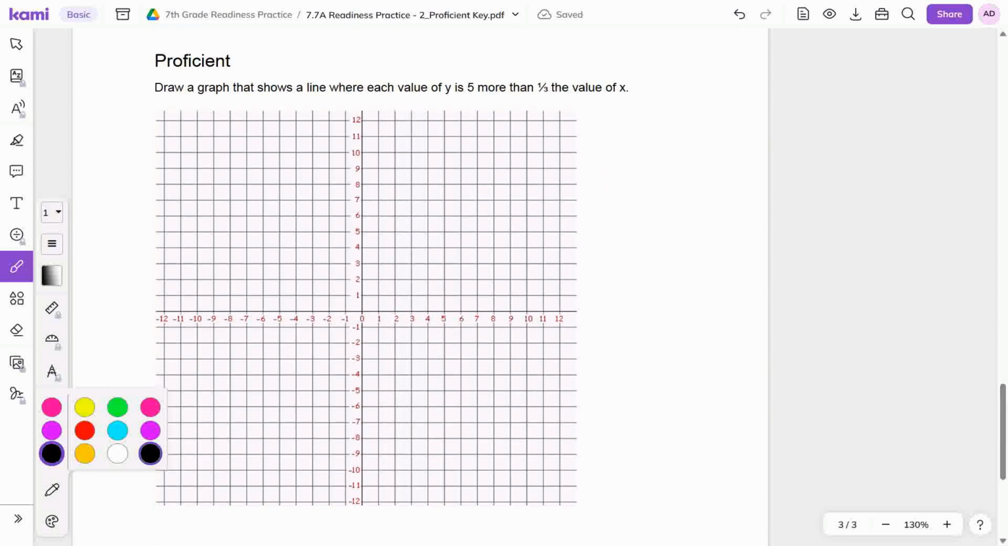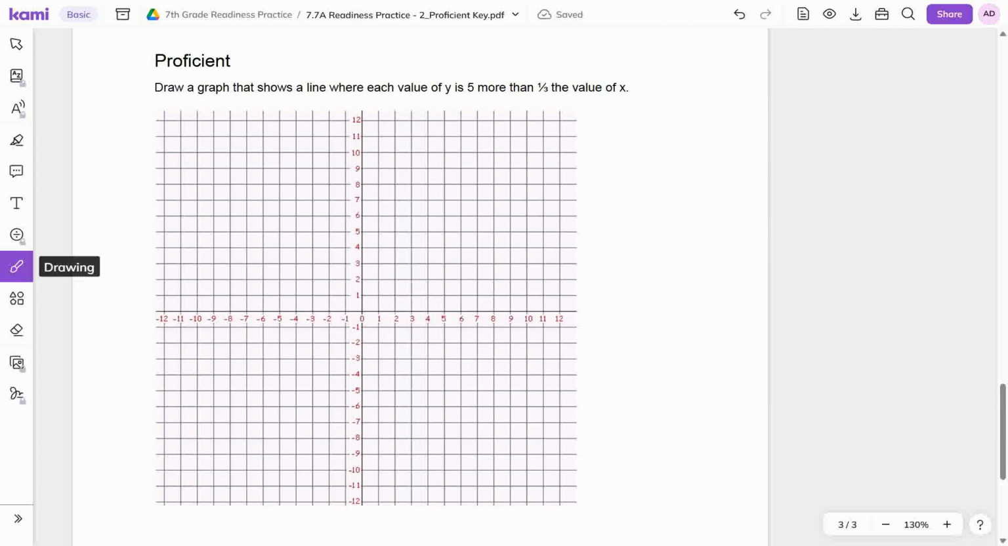For number 3, we just need to draw a graph. And they don't give us an equation, they give us this verbal description. Y is 5 more. So let's do 5 plus then 1/3 the value of x. Okay, so y equals 5 plus 1/3 the value of x. Let's go ahead and put this in slope-intercept form. We're just going to switch the 1/3 x and the 5. Okay, so y equals 1/3 x plus 5.